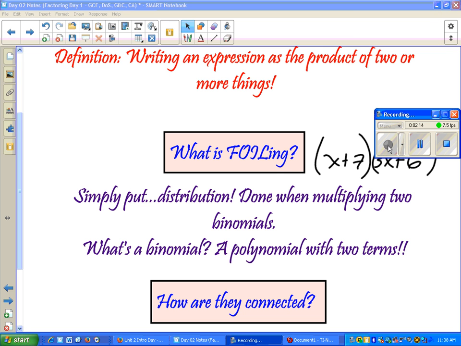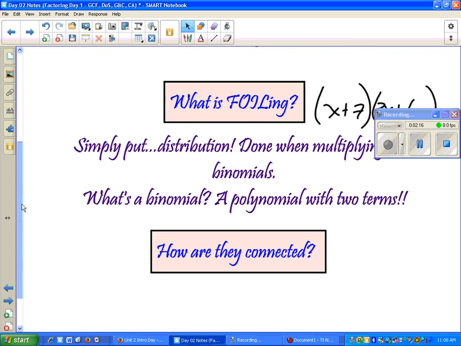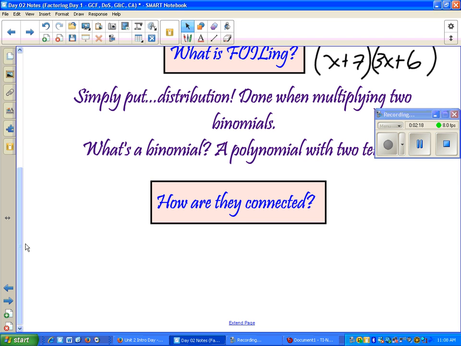All right, so here we go. We talked about factoring, talked about foiling. How are they connected? What's the connection between factoring and foiling? Michael? Factoring is pretty much unfoiling. I'm undoing the foiling process. That's the whole reason why these are talked about together, because one undoes the other and vice versa.